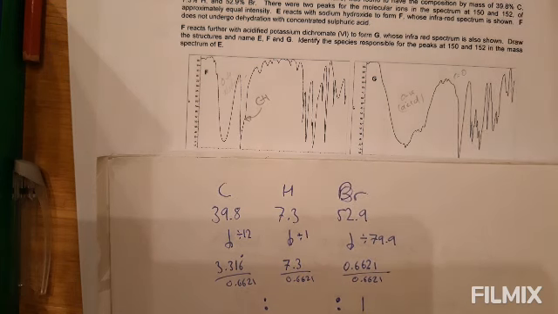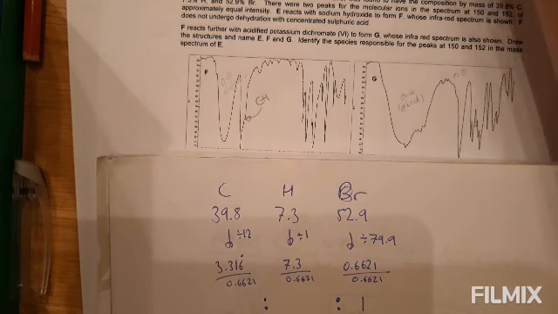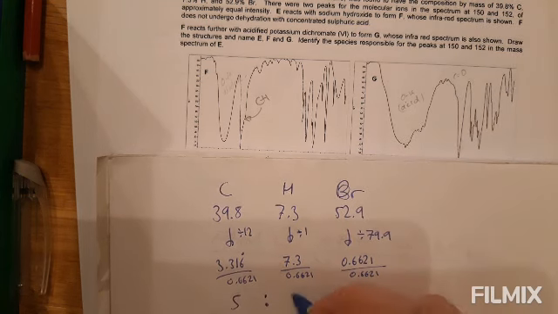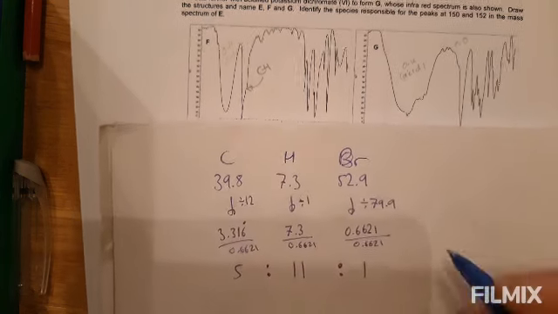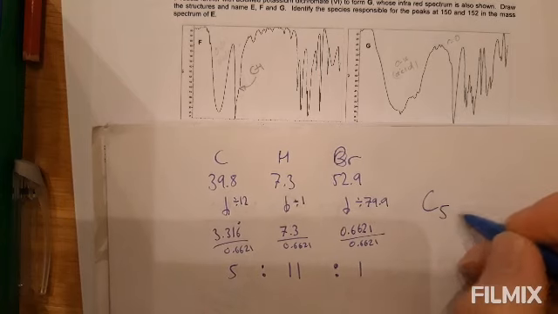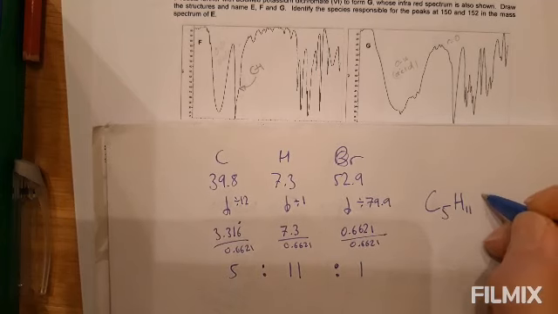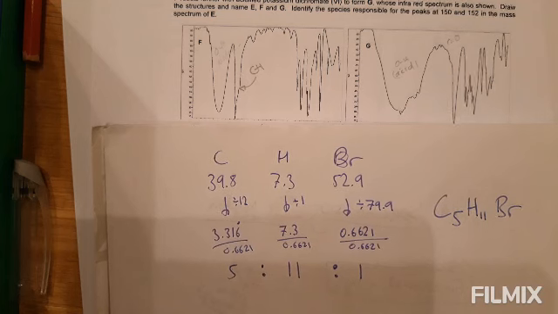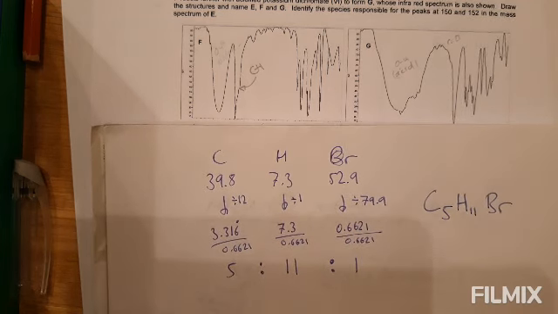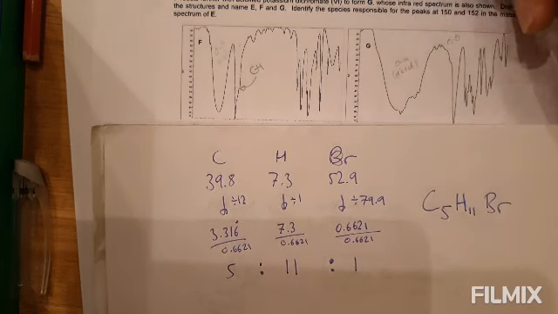You know what? I've got the answer sheet here, but that looks like 5:11 to 1 to me. Nice. Yeah, it is, 5:11 to 1. So this gives me an empirical formula of C5H11Br, a haloalkane. There were 2 peaks for the molecular ions in the spectrum at 150 and 152. Yeah, that makes sense.